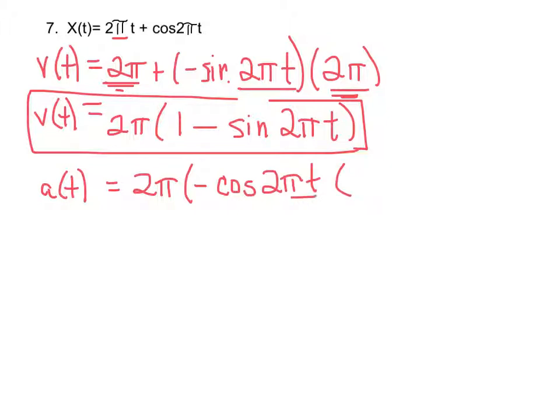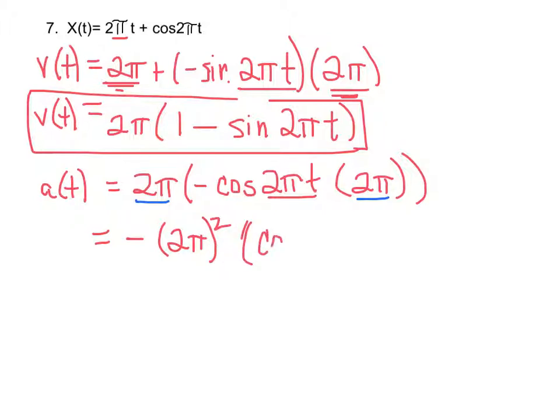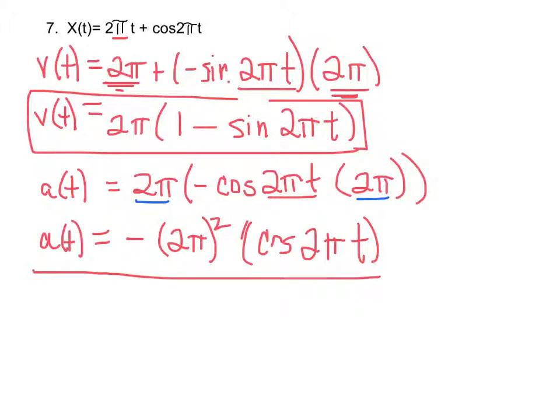Then I'm going to take the derivative of this, which would be 2 pi. And close those parentheses. All right, now what I notice is I have not 1, but I have 2 pi's there. So I'm going to bring this negative on the outside, and then I'm going to put 2 pi, and I'm going to square that quantity, because there's 2 of them, and then write the cosine of 2 pi t. And that would be your answer. Well, let's write A of t equals. That would be your answer for the acceleration.